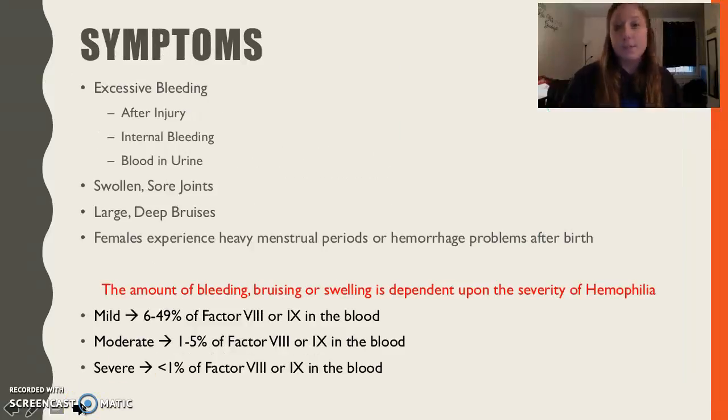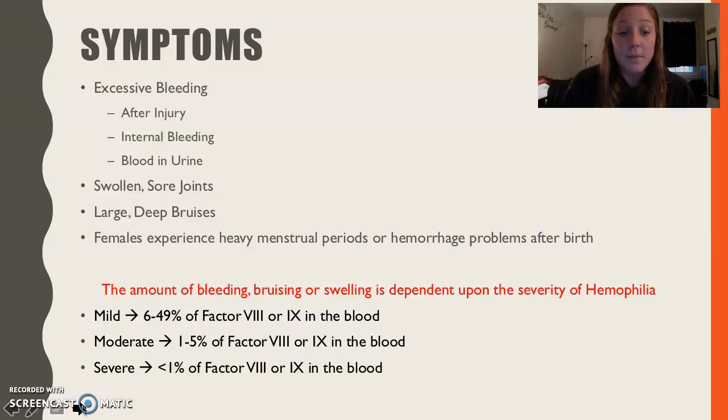There are a few main symptoms hemophiliacs experience. However, the severity of these symptoms depend upon the severity of hemophilia, as I have written there in red. An individual with mild hemophilia has 6 to 49% of factor VIII or IX in the blood. One with moderate has 1 to 5% of either factor, and one with severe hemophilia has less than 1% of either factor. Now, coming back to the symptoms listed above.